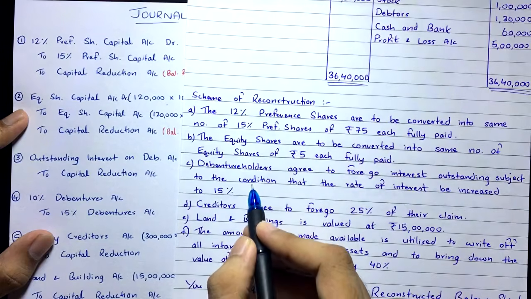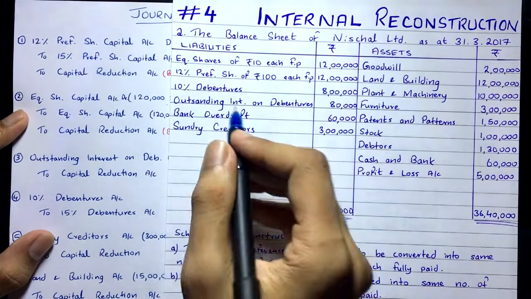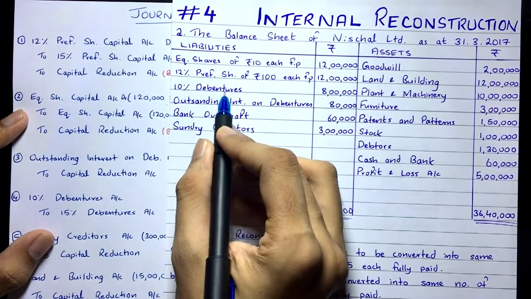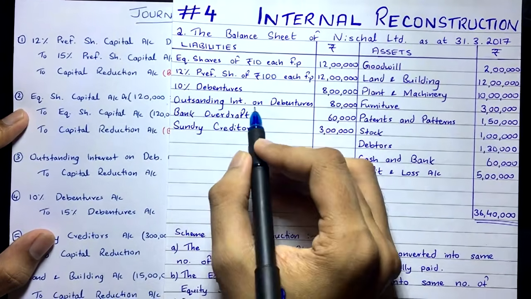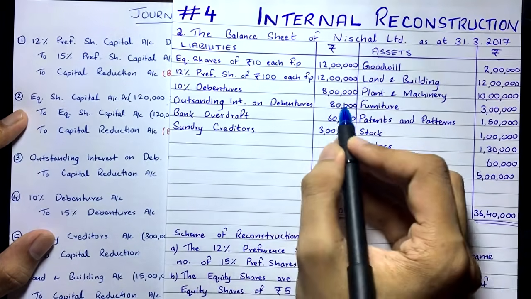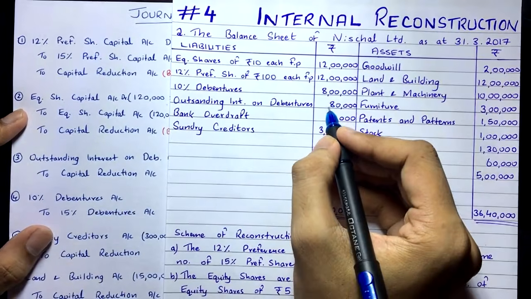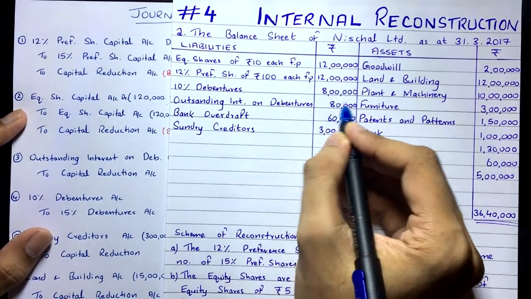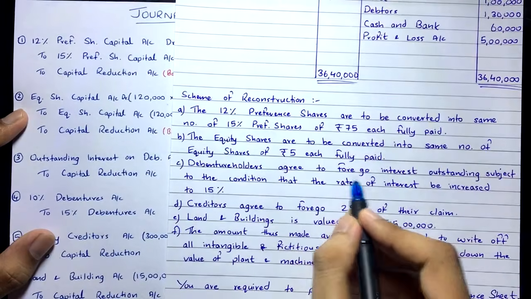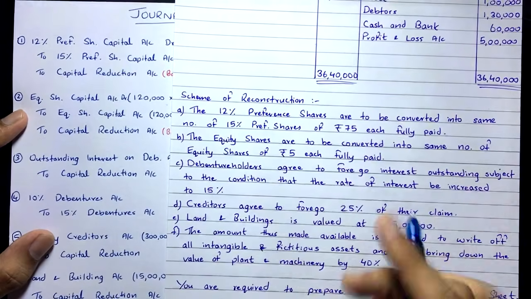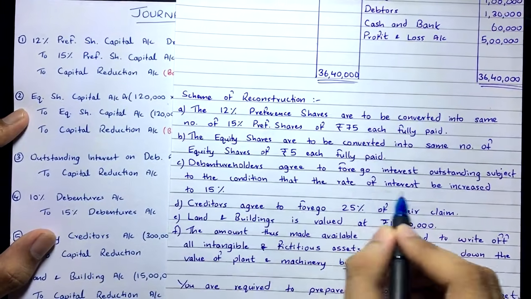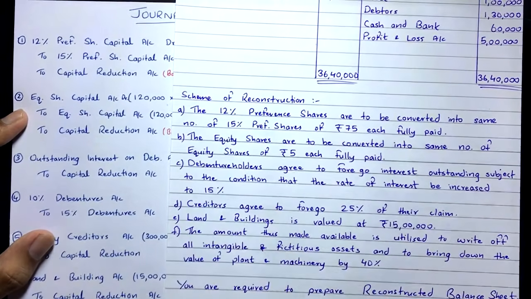So whatever interest is outstanding to you debenture holders, please forego that interest. Forget about that interest, let's settle it. Now they are not just going to forego the interest. The debenture holders are saying, okay, you don't have to pay the interest, but our condition is that our rate of interest has to be increased to 15%.